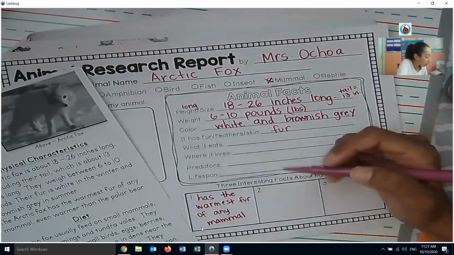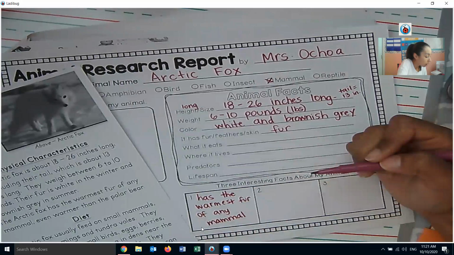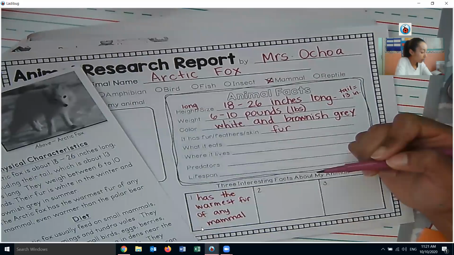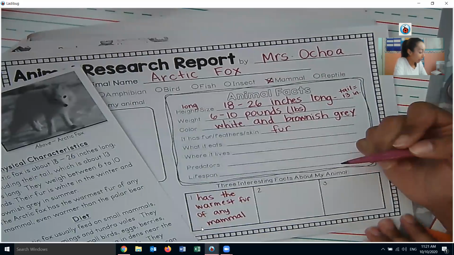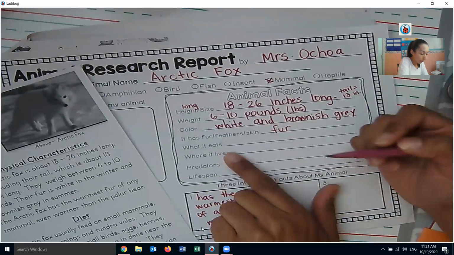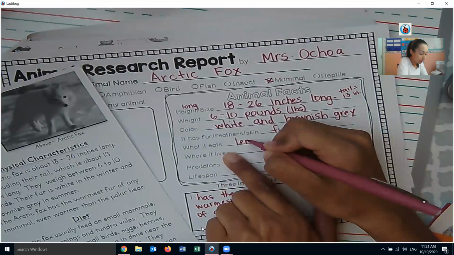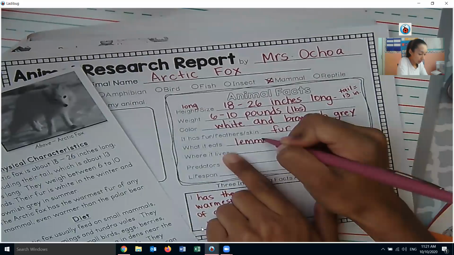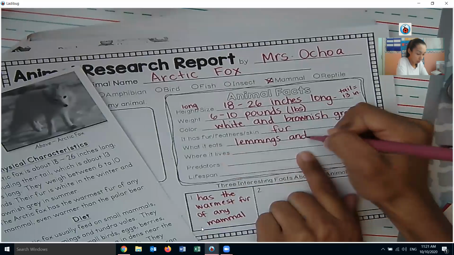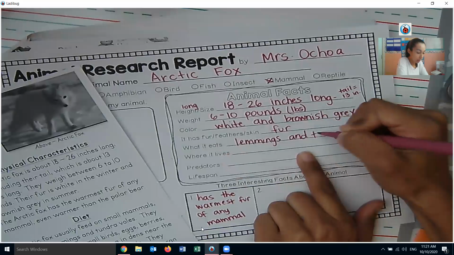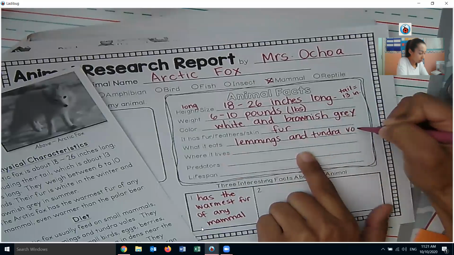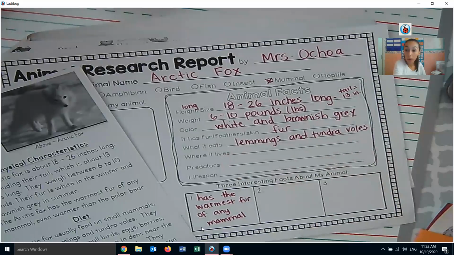And then I'm going to keep reading here. Arctic fox usually feed on small mammals, including lemmings and tundra voles. So this is what it eats, what it likes to eat. It likes to eat small mammals like lemmings and tundra voles. I'm not sure what those animals are. I'll have to look it up. But they like to eat these tundra voles. They also eat squirrels, small birds, eggs, berries, and fish. So it'll probably give you a pretty long list for your animal maybe as well. Maybe just write 2 or 3, whatever you can fit on the line of what it eats.